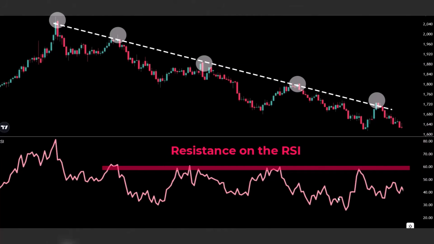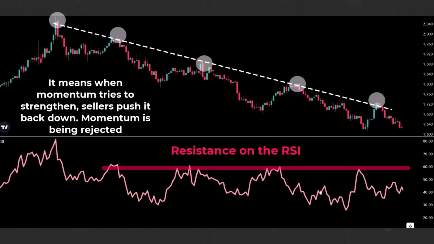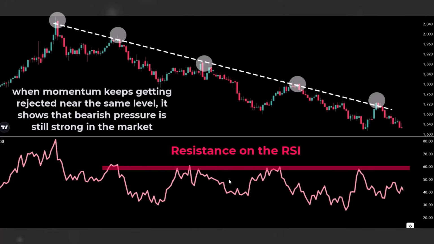So, what does that mean? It means when momentum tries to strengthen, sellers push it back down. Momentum is being rejected. And when momentum keeps getting rejected near the same level, it shows that bearish pressure is still strong in the market. Just like price respects resistance levels, the RSI can also show us where momentum has trouble moving higher.